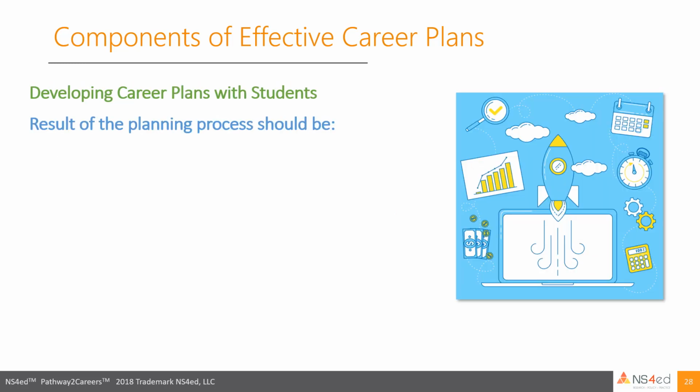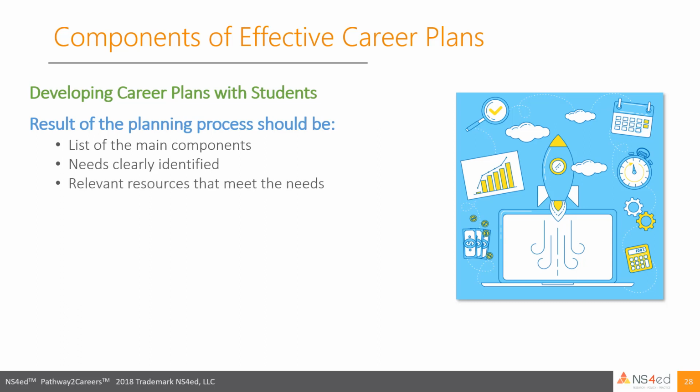Ultimately, the result of the planning process should be a list of the main components of a career plan where needs have been clearly identified, along with relevant resources that meet the needs. The plan should also outline attainable goals and include a check-in schedule with a school counselor, teacher, family member, or friend for staying on track.